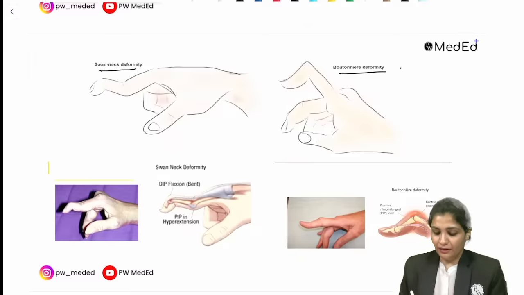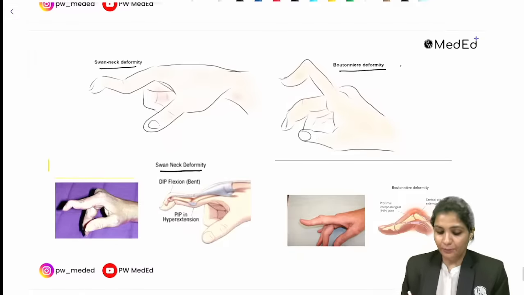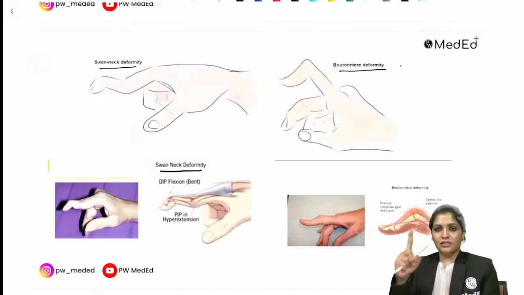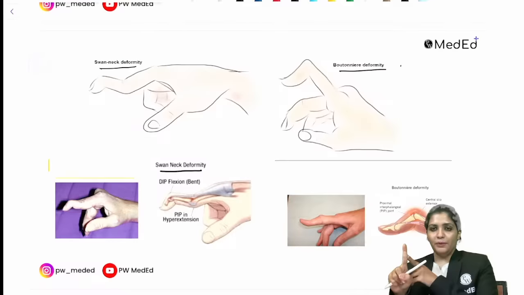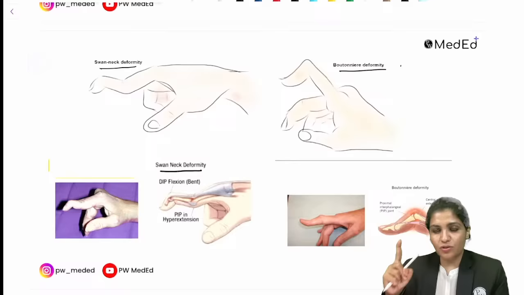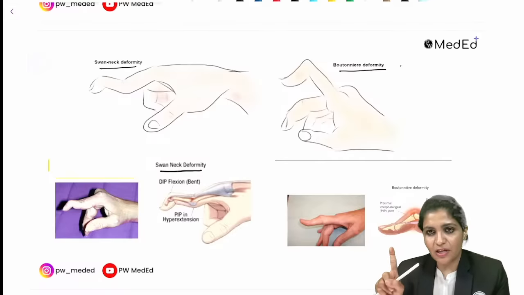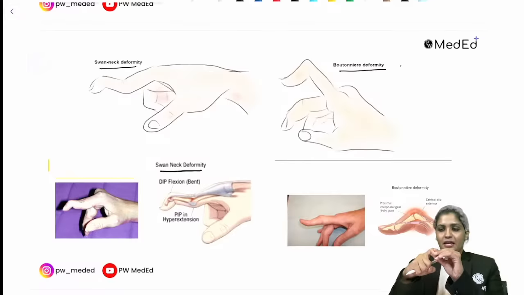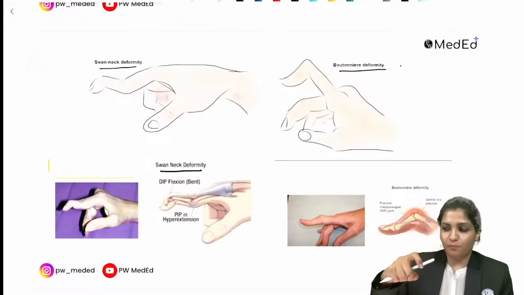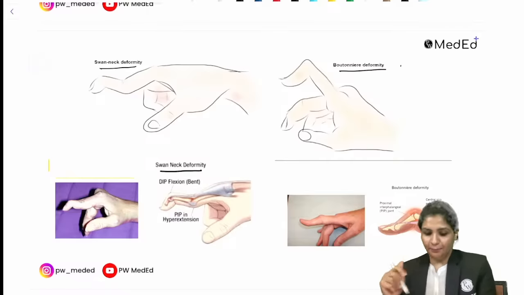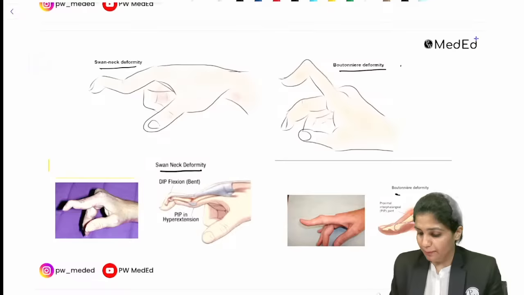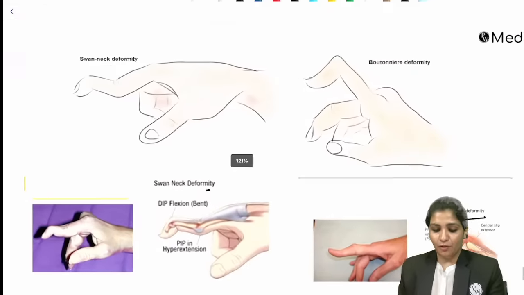So what is swan neck deformity? In swan neck deformity, there will be flexion of the DIP. So this is the swan neck deformity: flexion of DIP and extension of PIP. The PIP goes into hyperextension, and this causes the swan neck deformity. What is Boutonniere's? Boutonniere's is like this. Boutonniere's is flexion of PIP and hyperextension of DIP. So that is how you have to remember the swan neck deformity and Boutonniere's deformity.